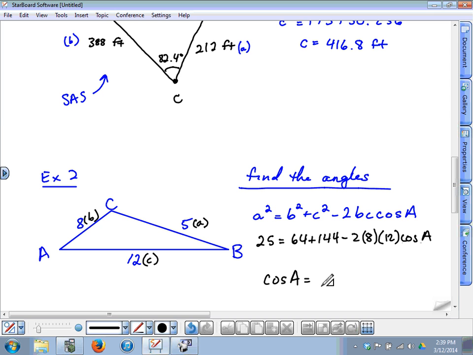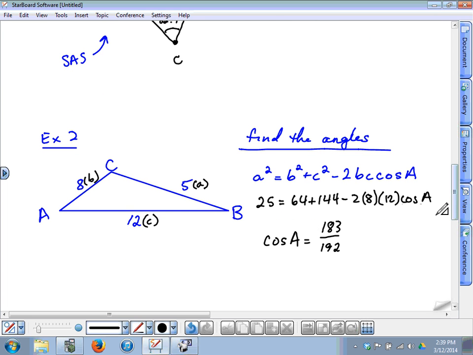The cosine of A should be 183 divided by 192. I have to think for a minute, is this even inside the domain of inverse cosine? Because we're going to have to take an inverse cosine on both sides. Is it possible to take the inverse cosine of 183 divided by 192? And the answer is yes. This would be a fraction whose value is less than 1.